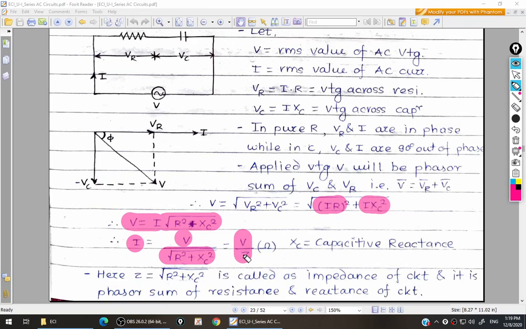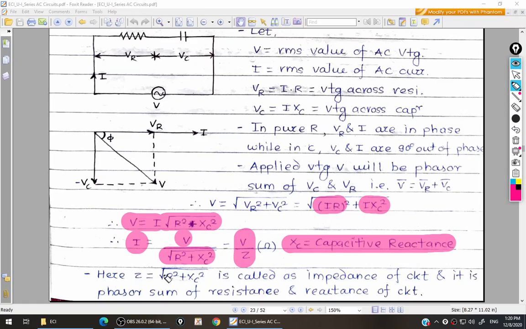So what you are getting is V by Z. So your total current is total voltage upon total impedance, and this impedance is measured in ohm, whereas current will be measured in amperes. So here XC stands for capacitive reactance. It is the opposition to the flow of current by the capacitance.